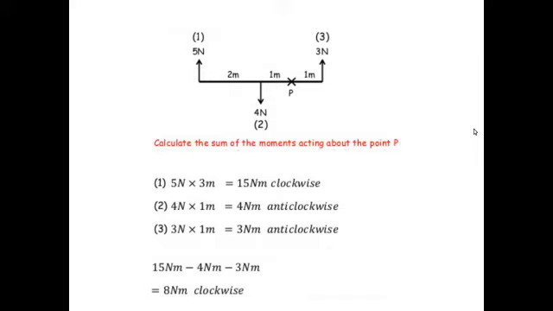Number 2, yung 4 newtons, ito times siya sa 1 kasi yung distance niya to P is 1. So, negative siya kasi counterclockwise siya. So, 4 times 1 is equal to 4. Tapos, number 3, yung 3 newtons, 1 din yung distance niya kasi yun yung papunta sa point P. And negative siya kasi counterclockwise. So, yung total moment na nag-act doon sa figure is 15 minus 4 minus 3 is equal to 8. Yun lang.